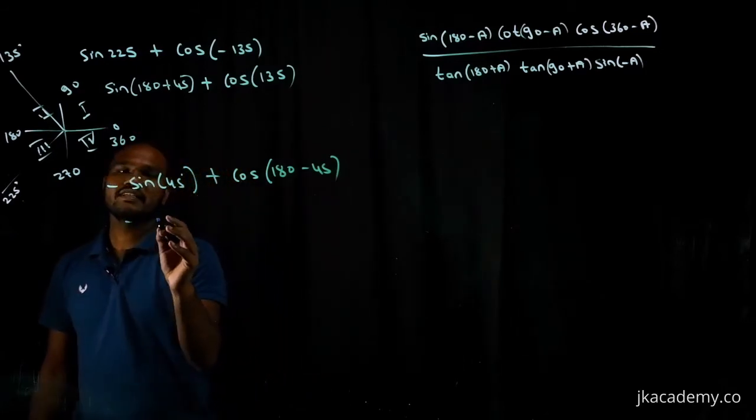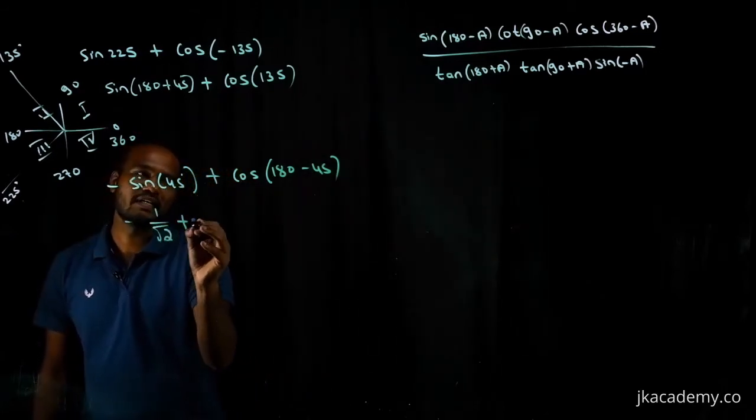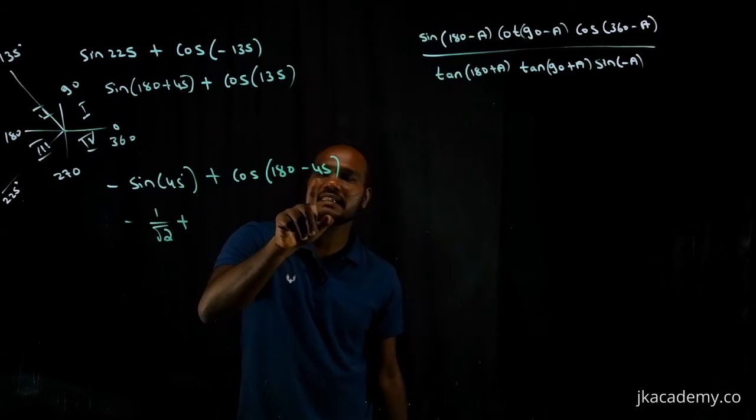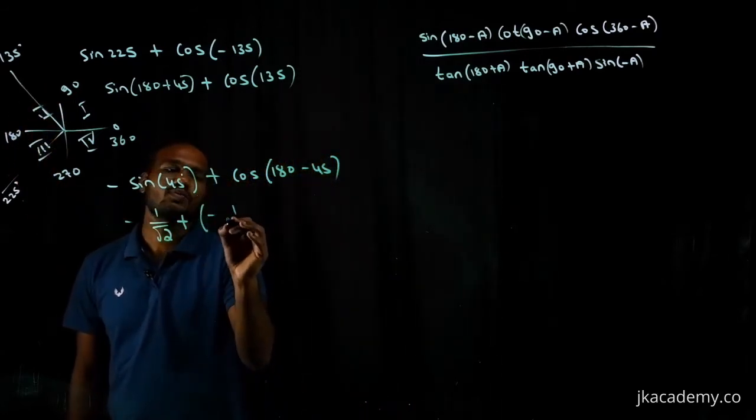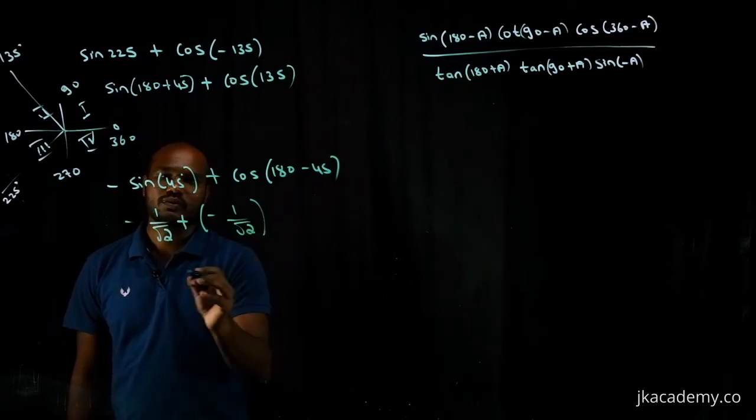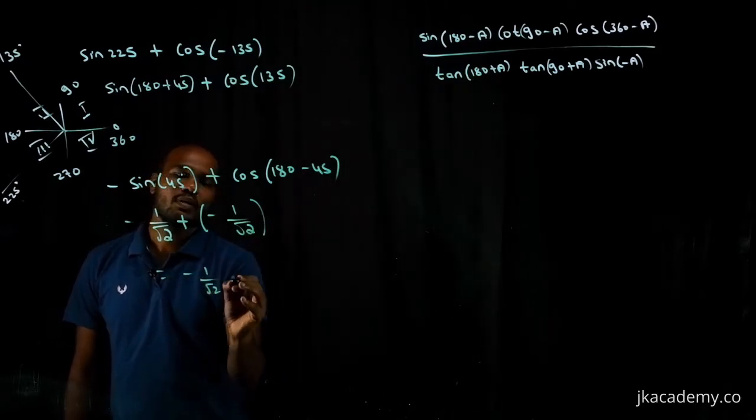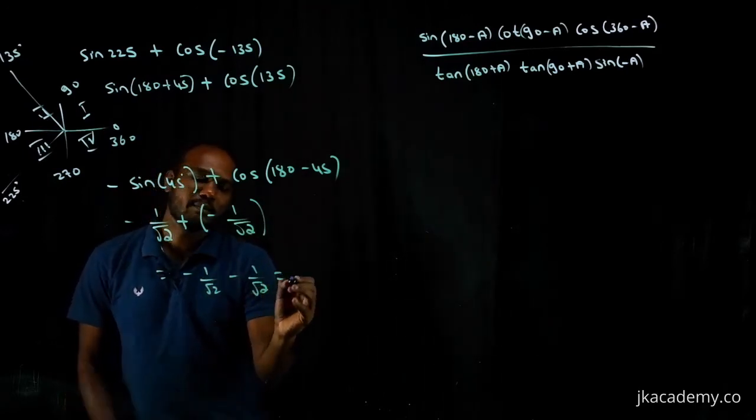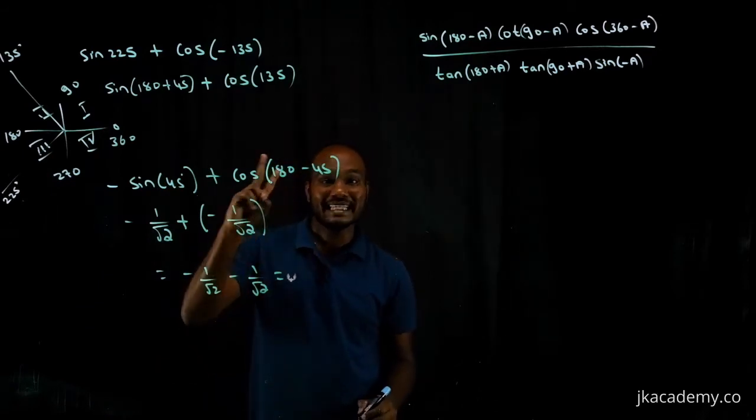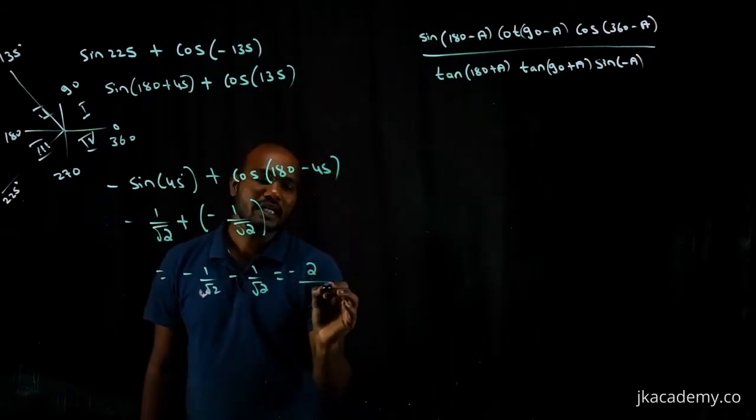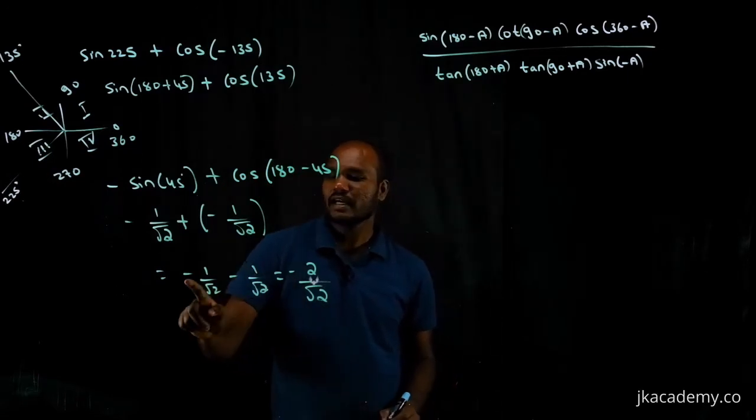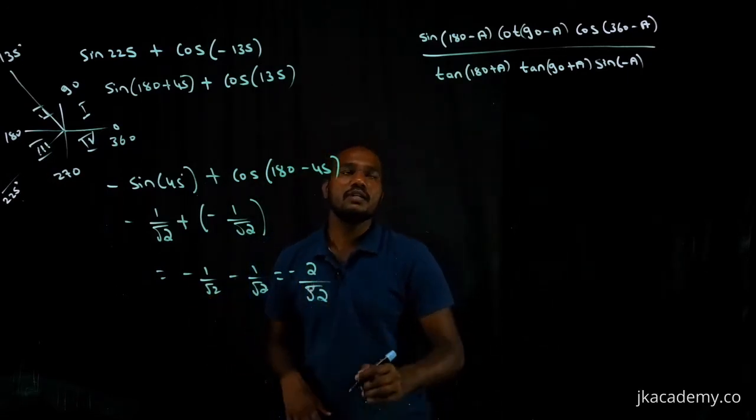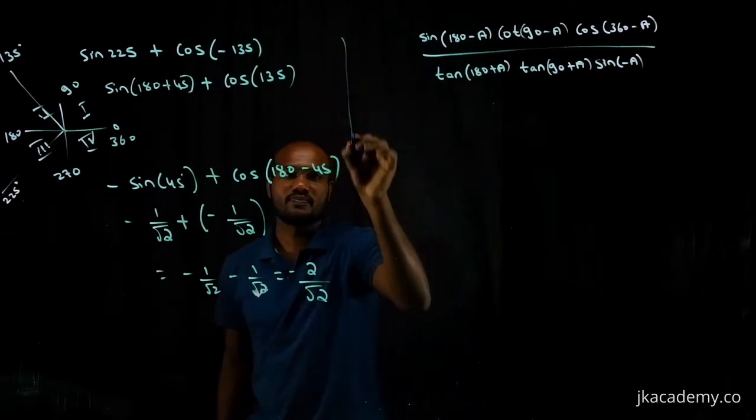So sine 45 is what? 1 by root 2. Plus cos of 180 minus theta, which is in the second quadrant, again this will become minus 1 by root 2. So minus 1 by root 2, minus 1 by root 2. Minus apple and minus apple is minus 2 apples, so that is minus 2 by root 2. Because root 2 is the same denominator, we can keep it as it is. Is that good? Let's go to the next question.